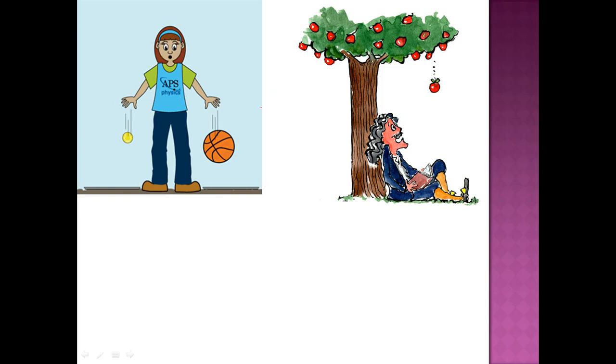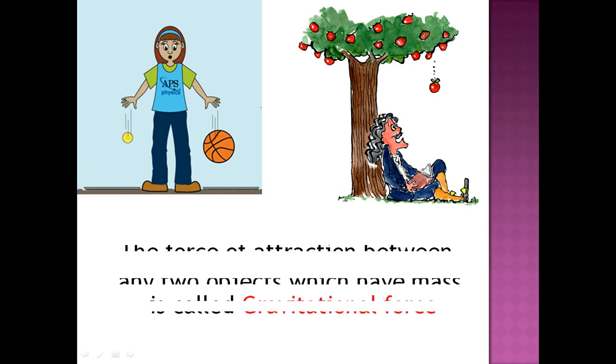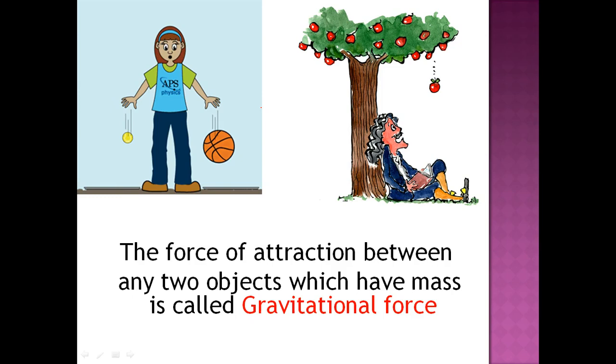Is that clear? The force is not only of the earth, but it is the force between any two objects which have mass. The force of attraction between any two objects which have mass is called gravitational force. But you just don't realize that there is a force of attraction between us. For example, a best example to tell you about the gravitational force of attraction is the solar system.